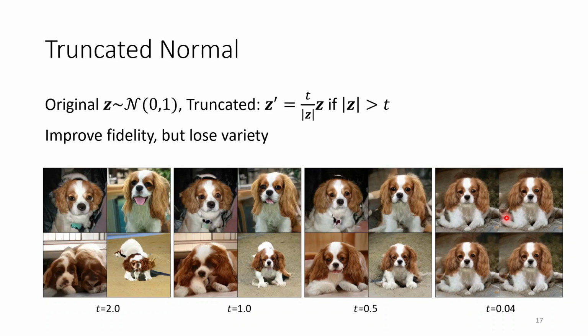So what's the meaning of the truncated value? If they want to increase fidelity, meaning the generated image just looks like the class, then they can apply the technique. However, if they reduce the range of the random noise, then they will lose variety. The generated images won't be highly varied.